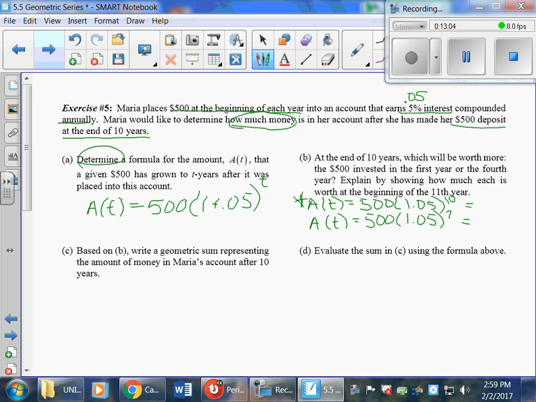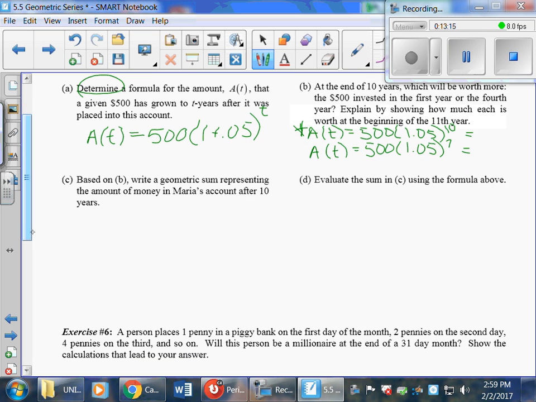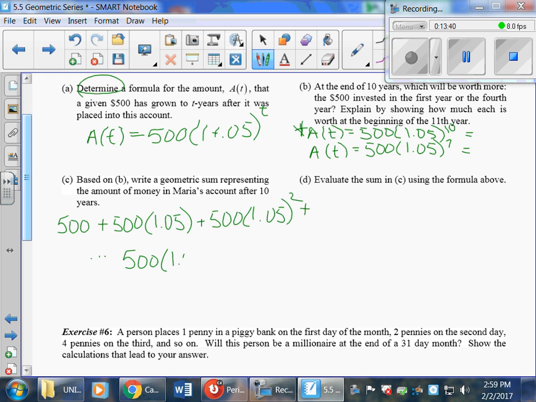All right, so now C says, based on B, write a geometric sum representing the amount of money in Maria's account after 10 years. So we're not going to actually calculate it, we're just going to write it out. So we know the first $500 goes in. The second $500 is going to be multiplied by 1.05. The next one is going to be $500 times 1.05 to the second power. And if you keep going, after 10 years, it's going to be 1.05 to the 10th power. So that's what it's going to look like.